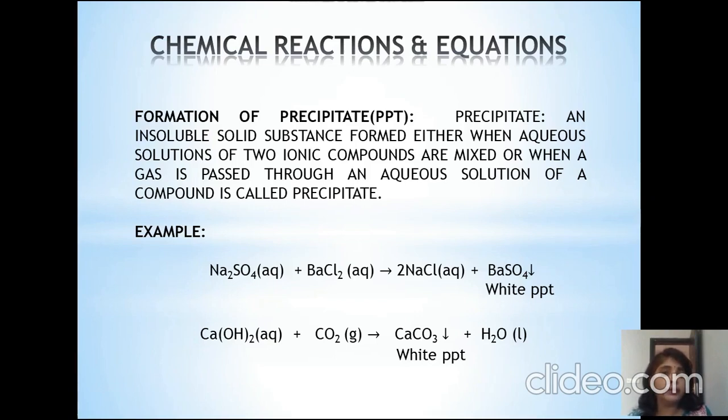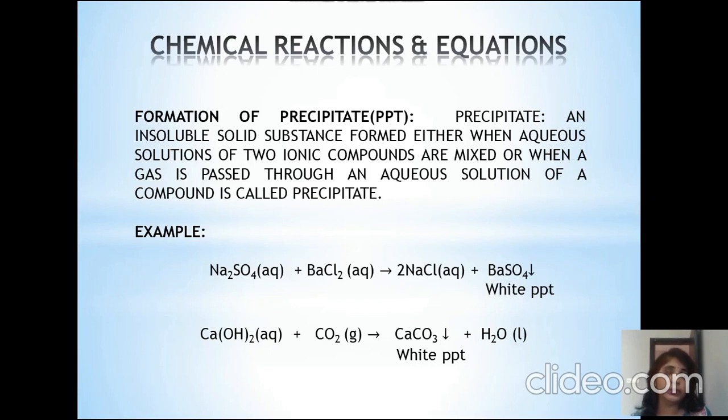Now when we keep the vessel for a long time, we'll find that this insoluble solid, which is called a precipitate, settles down at the bottom of the vessel where the reaction is carried out. We'll see that. So what is the definition of a precipitate?